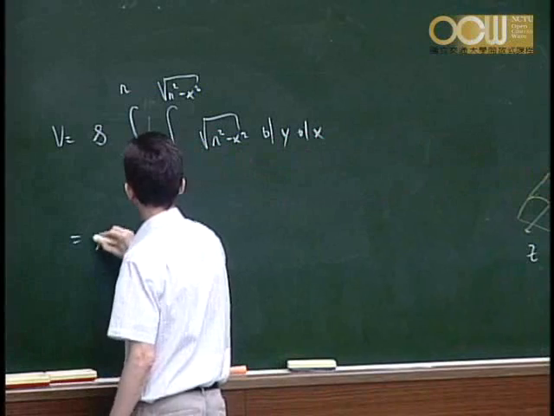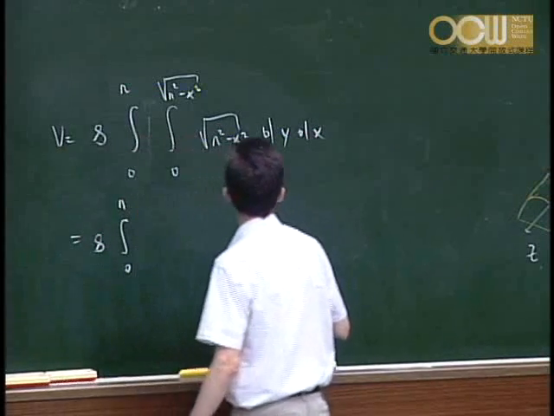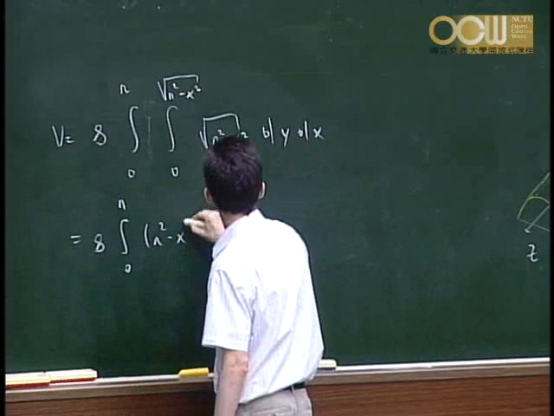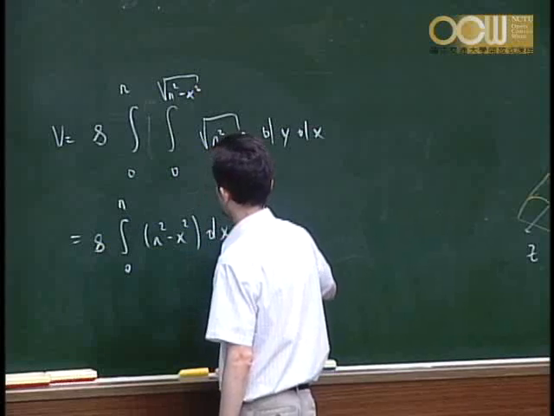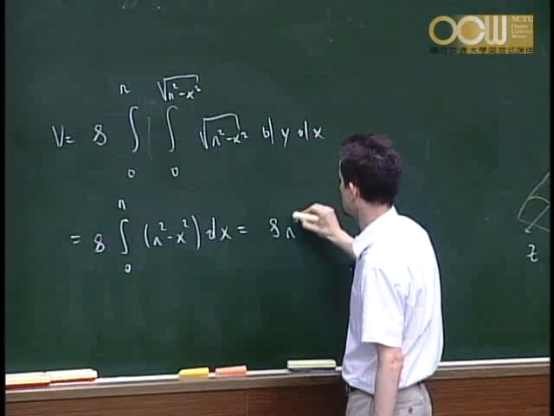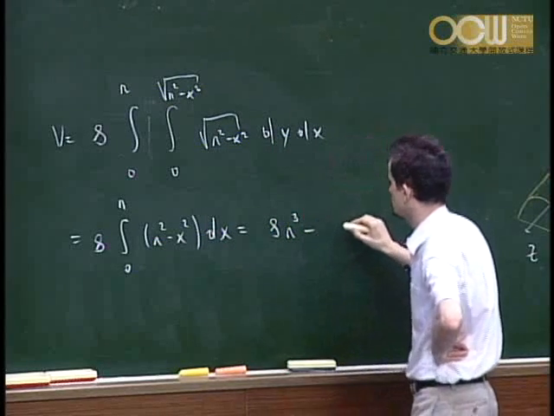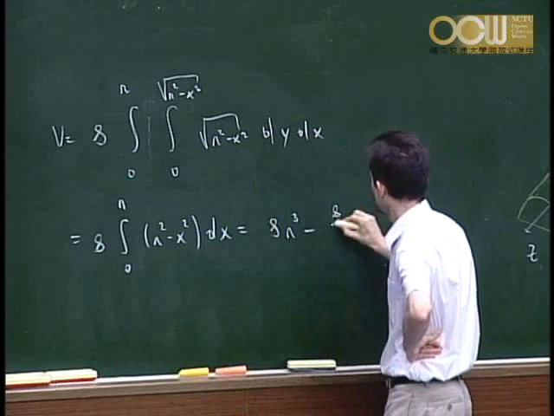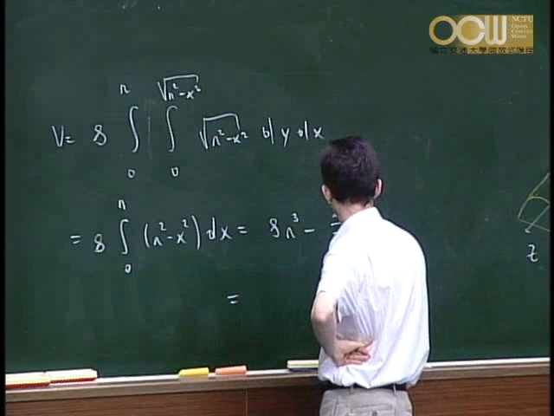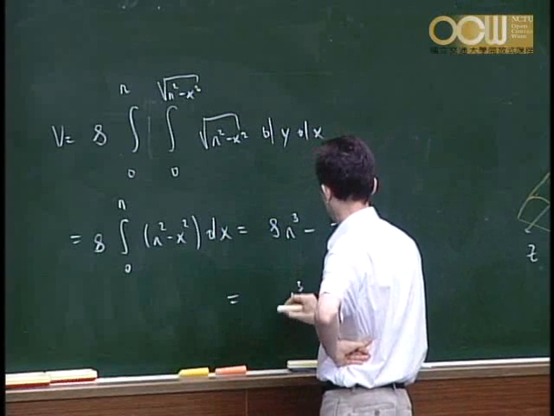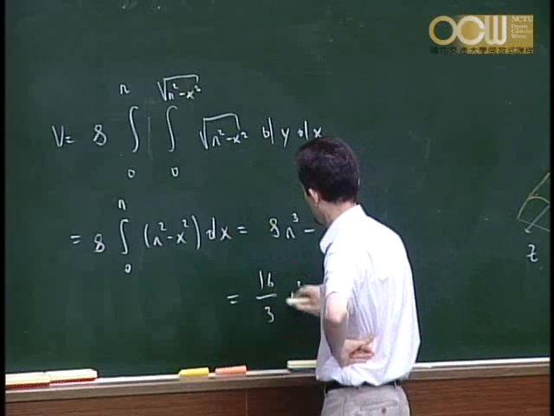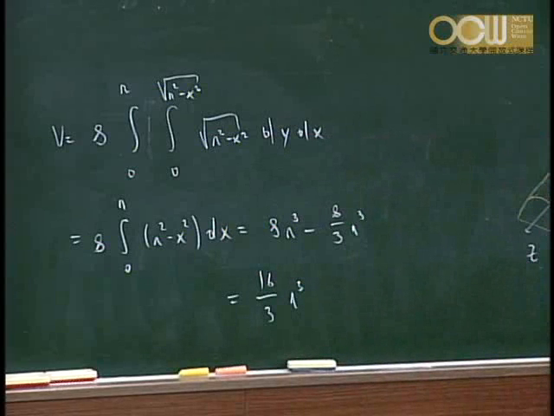So you see this is 8 times the integral from 0 to r. This doesn't depend on y, so the inner integral is easy. So we have r squared minus x squared dx, and now, what do we get? 8 r cubed minus 8 over 3 r cubed. So overall, what do we get? 16/3 r cubed. You see, the example becomes very easy to solve.